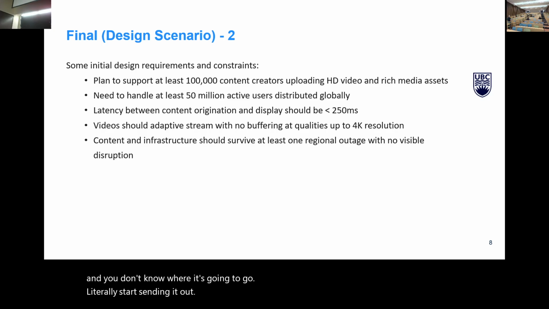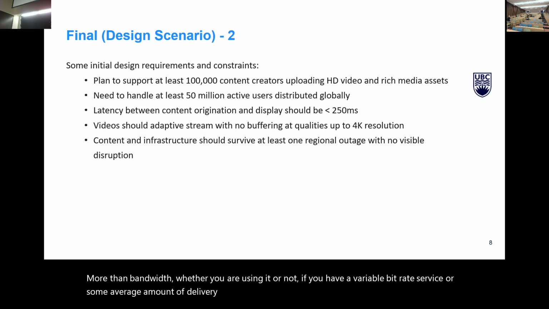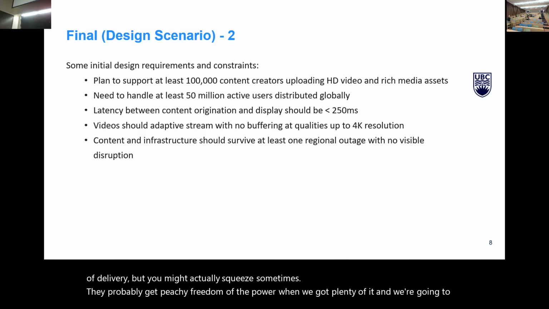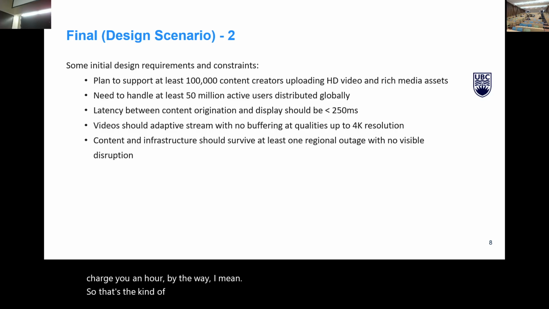And it had guaranteed bit rates. So you could do constant bitrate services. It had variable bit rates. So the difference there is that if you have a constant bit rate, you're paying for that bandwidth whether you are using it or not. If you have a variable bit rate service, you're paying for some average amount of delivery, but you might actually get squeezed sometimes. But power companies do the same thing. And we'll give you a cheap rate on the power when we got plenty of it, and we're going to charge you an arm and a leg when it's scarce. Ask the people in Texas who got hit by that. It works really well, except when it doesn't. So that's the kind of design scenario that I'll be talking about, and I'll be using similar scenarios in the finals.